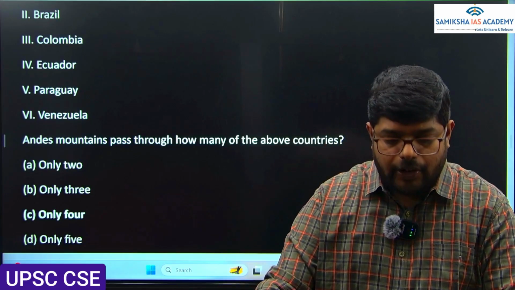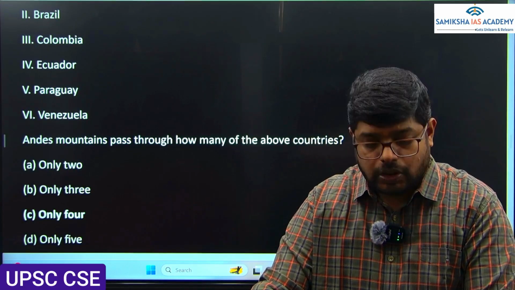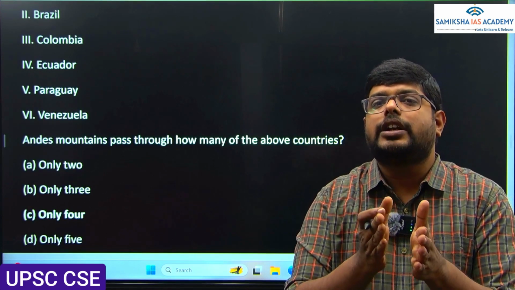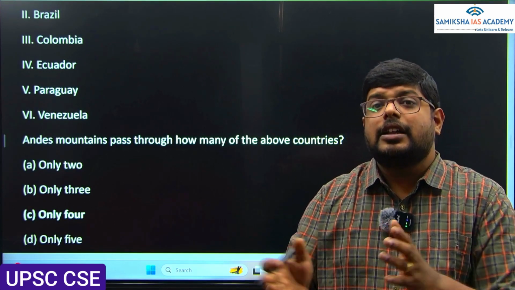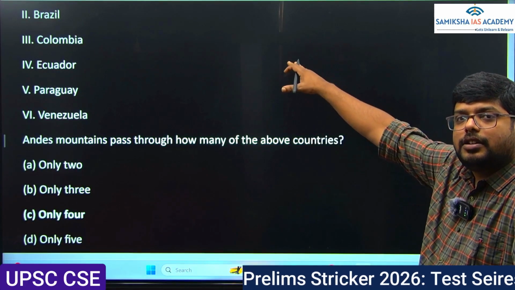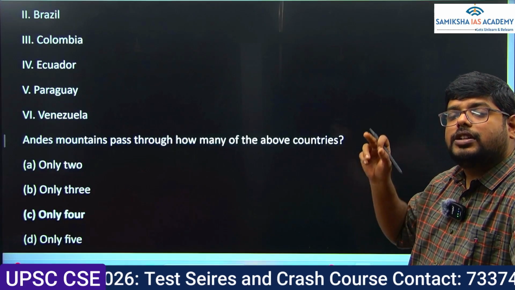This is the quiz for a 5th class student, right? This is a normal quiz for a school child, right? Because South America is a coordinate in one of the classes, right? In that class, this is the question. So a 5th class question is given in our prelims examination. See, understand the level of the UPSC, right?